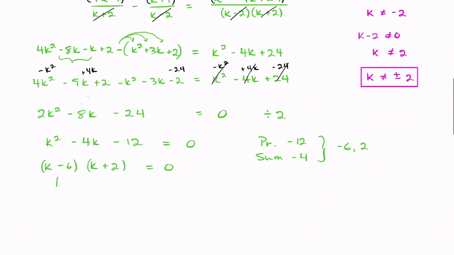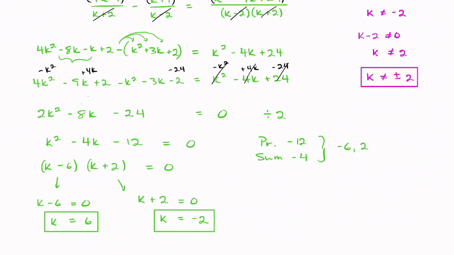Okay, so take this one, set that one equal to 0. So k minus 6 equals 0. Add 6 onto both sides, we get k equals 6. And then from this one, take that, set it equal to 0. And then subtract 2 from both sides, so we get k equals negative 2. So our two answers, we got k equals 6 and k equals negative 2.